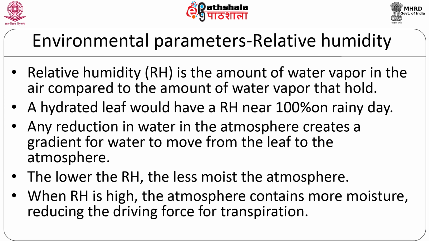Relative humidity is the amount of water vapor in the air compared to the amount of water vapor that air could hold at a given temperature. A hydrated leaf would have a relative humidity near 100%, just as the atmosphere on a rainy day would have. Any reduction of water in the atmosphere creates a gradient for water to move from the leaf to the atmosphere. The lower the relative humidity, the less moisture in the atmosphere, the greater the driving force for transpiration. When the relative humidity is high, the atmosphere contains more moisture, reducing the driving force for transpiration.